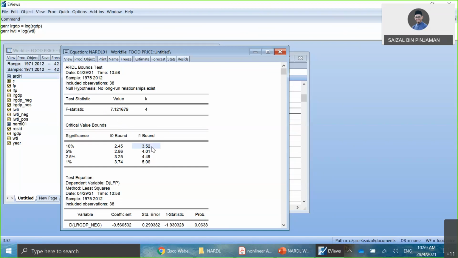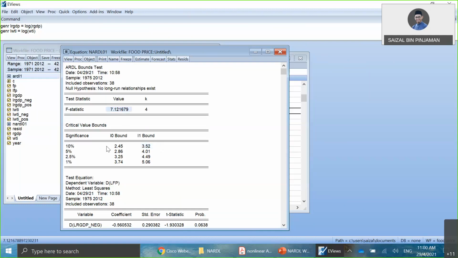It means that our model is jointly significant in explaining the dependent variable. Or if we rephrase it, we can say that our independent variables, positive and negative GDP as well as the fuel price, are jointly significant. Jointly means together they influence the food price. So that is when our F statistic is higher than the upper bound.